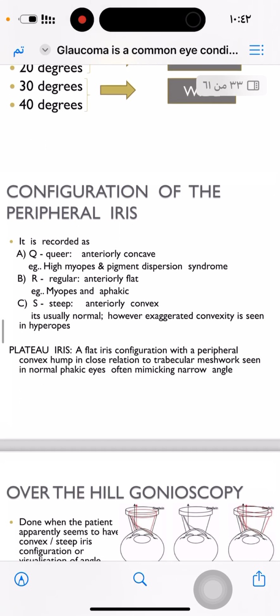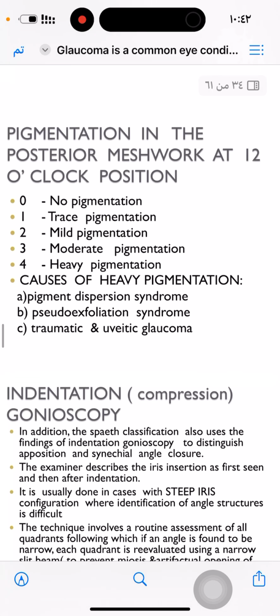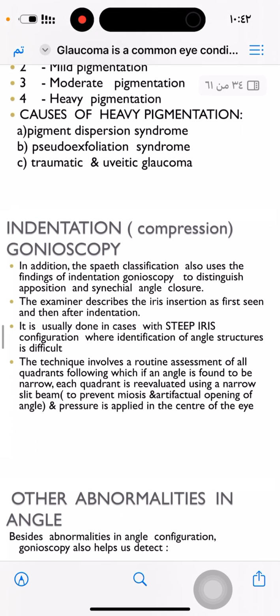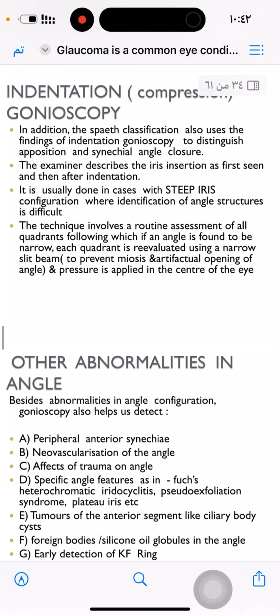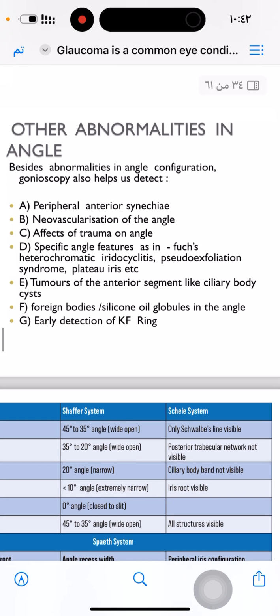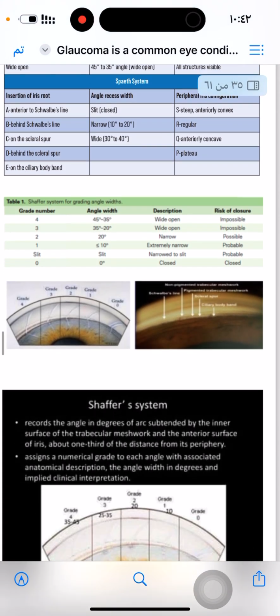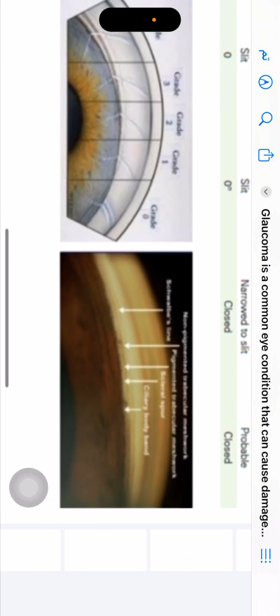Okay, not bad. This is how to see. This is only for specialists, not for students. Pigmentation in the posterior meshwork at the 12 o'clock position. This is to examine pigmentation, whether there is heavy pigmentation or not. Indentation or compression. This is the procedure. Other abnormalities in the angle you can see in the PDF. This is the grade of Shaffer's system. We can explain Shaffer's system by this mirror only, as you see there.